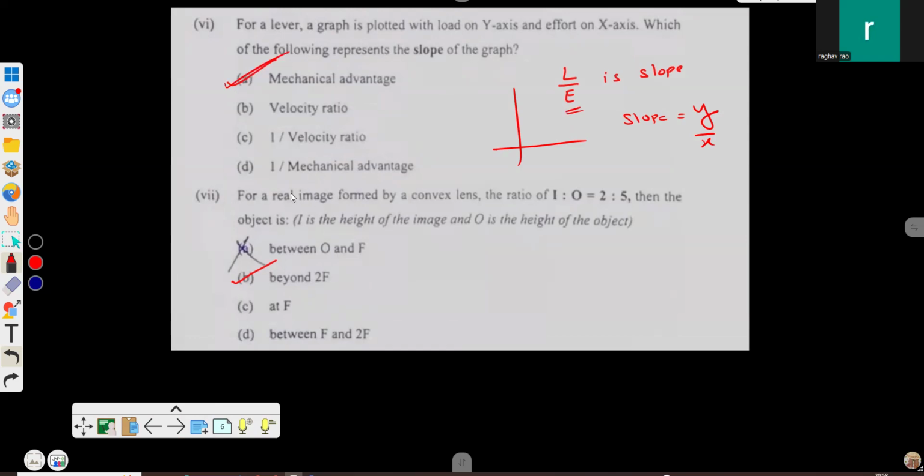Then, for a real image formed by a convex lens, the image is smaller than the object. So the image is diminished. Image will be diminished in the case of beyond 2F only. At 2F, it would be the same size, then it would be magnified. So the answer would be beyond 2F.